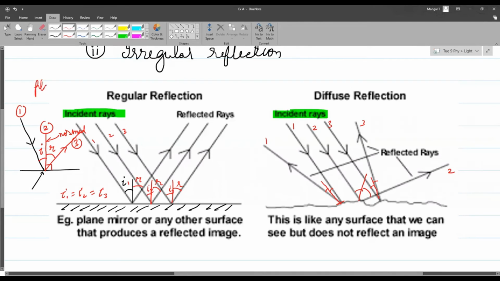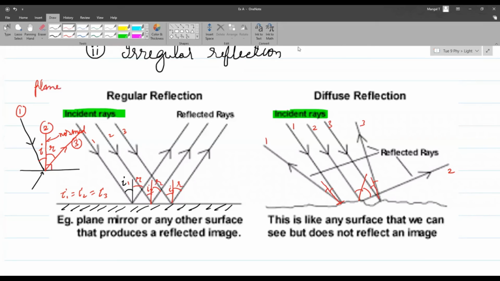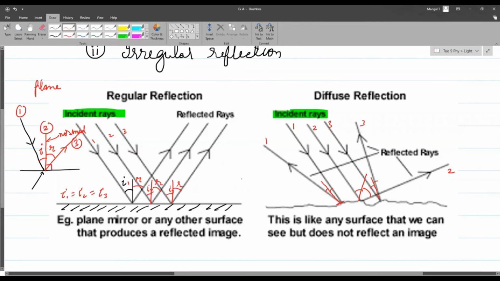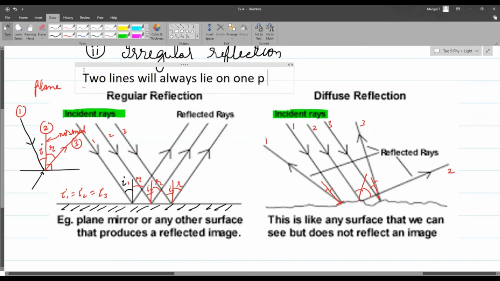Now in geometry, when you talk about a plane, you talk about a flat surface. That is called a plane. There is a property that two lines will always lie on one plane. You can take any two lines, and you can take a flat surface where both the lines will lie. Three lines may or may not lie on a flat surface. If the three lines do lie on a flat surface, that's what we are talking about in a single plane. The incident ray and reflected ray, and the normal associated with them, will be in the same plane.